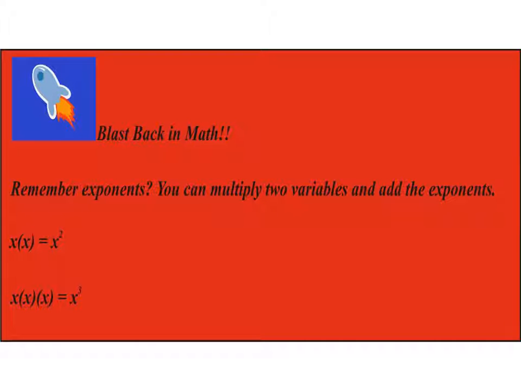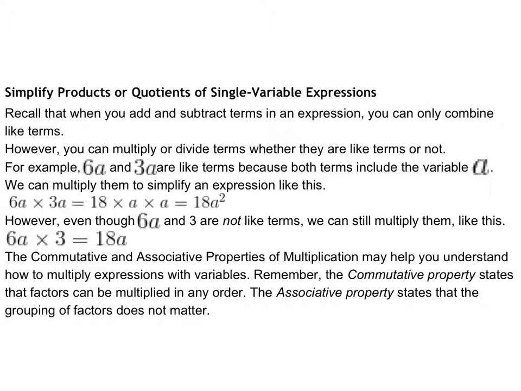Before we go to the next part, remember when we were working with exponents, we can multiply variables together and add the exponents. So x times x is x squared, and x squared times x would be x cubed. So when we multiply variables together, we add the exponents. So now we're going to simplify products or quotients of single variable expressions. Now remember, products means multiply, quotients means divide.